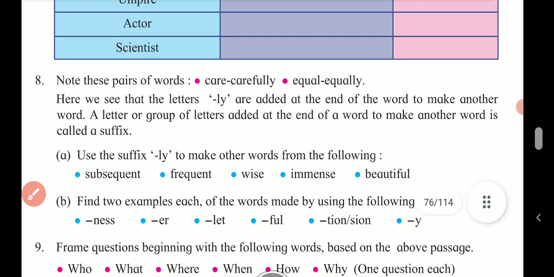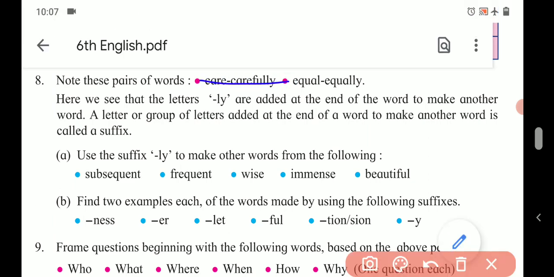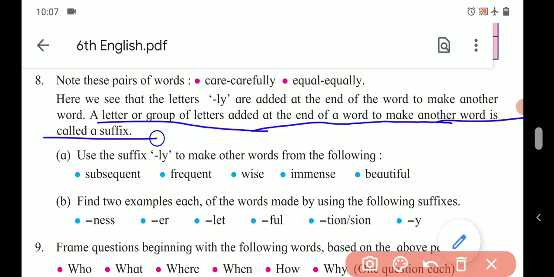Next, number 8. Note these pairs of words: care, carefully; equal, equally. Here we see that the letters ly are added at the end of the word to make another word. A letter or a group of letters added at the end of a word to make another word is called a suffix. So if we add one letter or more at the end of a word and get a new word, that is called a suffix. For example, here the word is care and the new word is carefully.